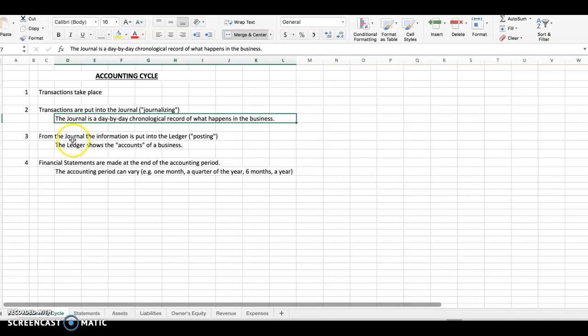Day-by-day record. From the journal, the next step is taking the information and putting it into the ledger, the second book of the business. This process is called posting, and we're not going to get into why that word is used, but you'll find in the world of accounting a number of terms are very traditional and are still used based on some unknown, vague reason way back when, but this is one of them.